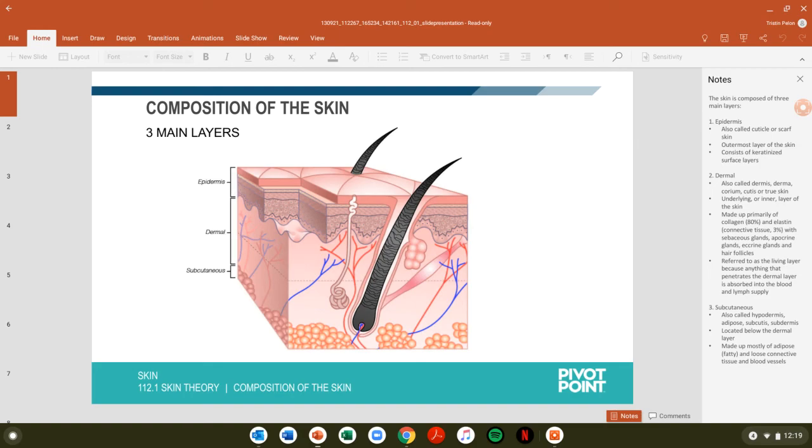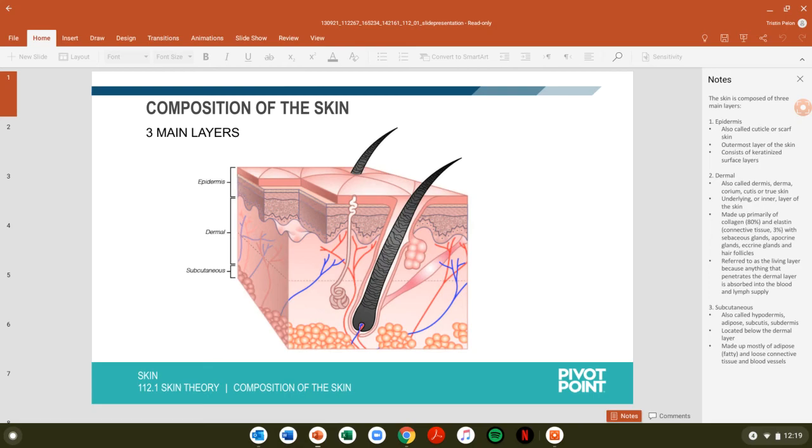So the 3 main layers are your epidermis. This is also called your cuticle or scarf skin because I think it's like the outer layer. It's consisted of keratinized surface cells. So hardened protein, essentially. Your dermal layer is right below that, and this is going to be the largest layer. So this is called the dermal or dermis, the corium, cutis, true skin. This is what's underneath everything.